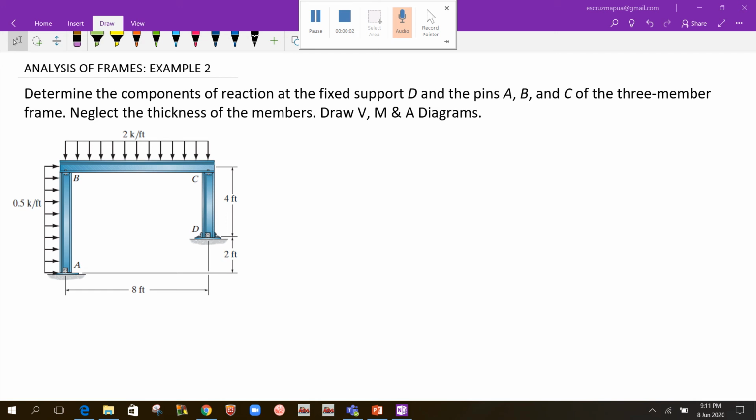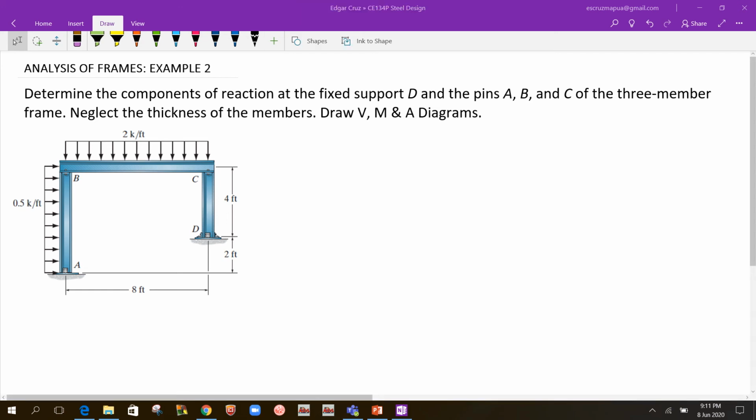Okay, so let us solve this problem, analysis of frames for example number 2. So determine the components of the reaction at the fixed support D, okay, and the pins at A and C of this three-member frame. Neglect the thickness of the members. Draw the shear, moment, and axial diagram as well.